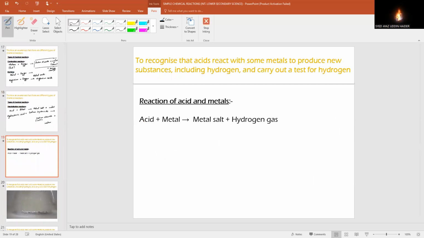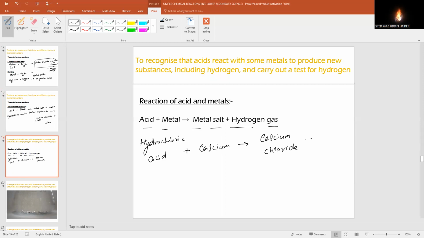Whenever you react acid with metal, you will always get metal salt and hydrogen gas. For example, we are reacting hydrochloric acid plus a metal like calcium. You will get the salt, calcium chloride, and hydrogen gas.